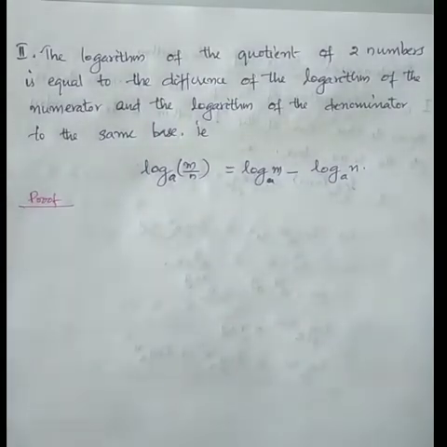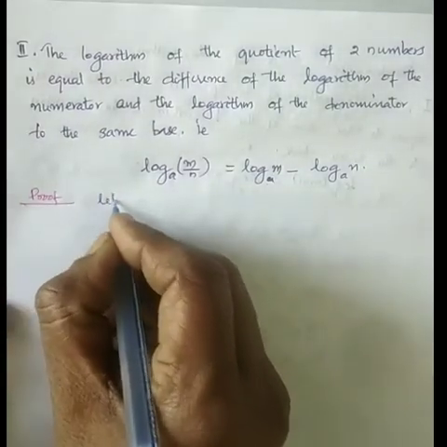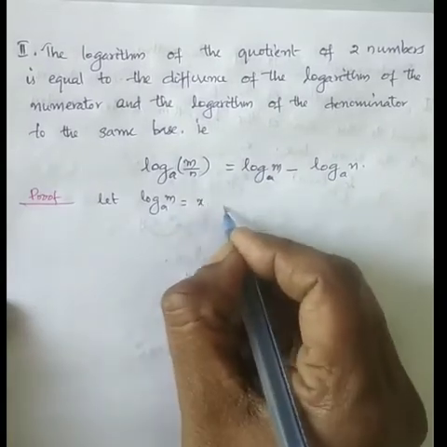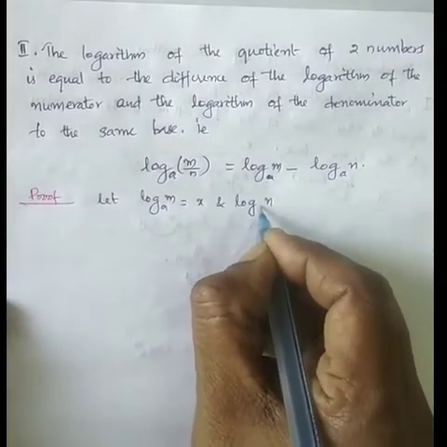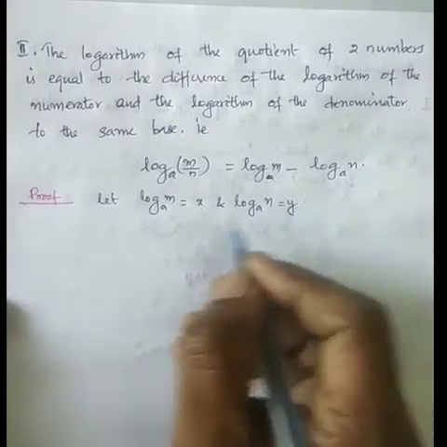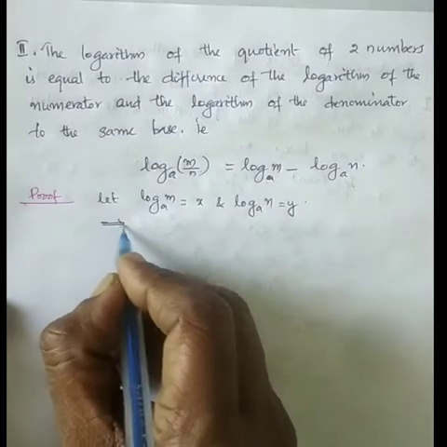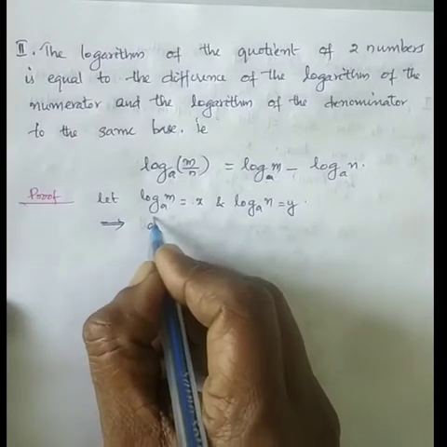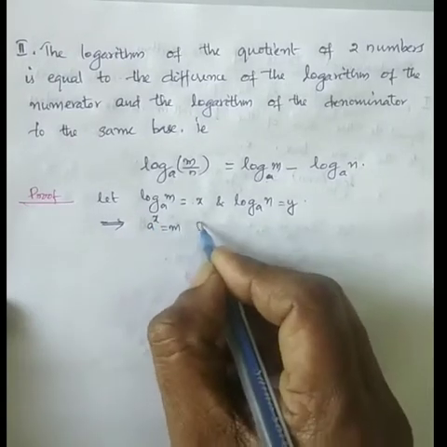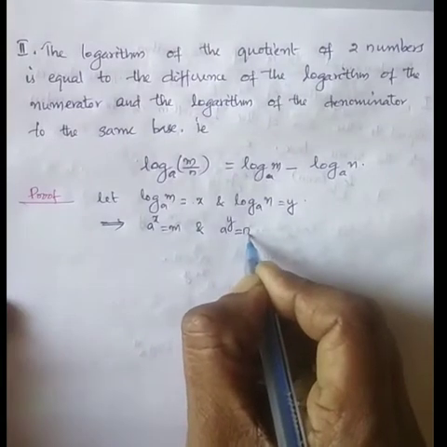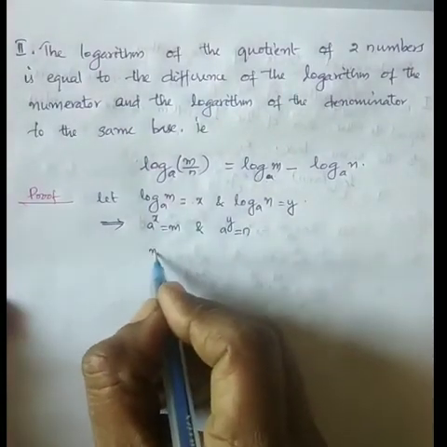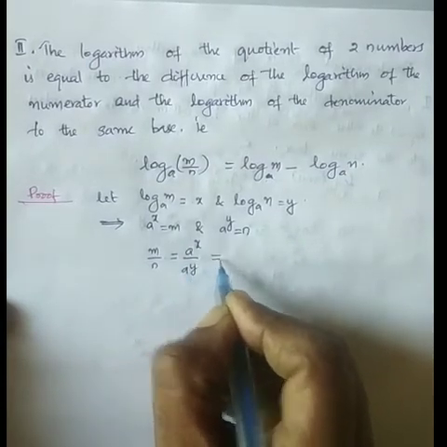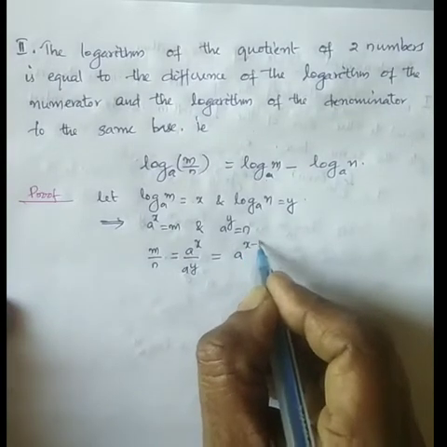Now let us take log m to the base a equal to x and log n to the base a equal to y. From the definition of logarithm, we can write this as a raised to x equal to m and a raised to y equal to n. Then m by n is equal to a raised to x by a raised to y, or this can be written as a raised to x minus y.